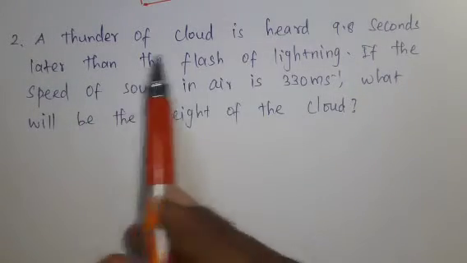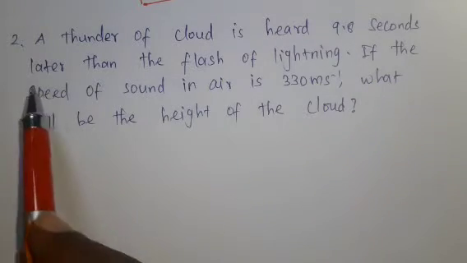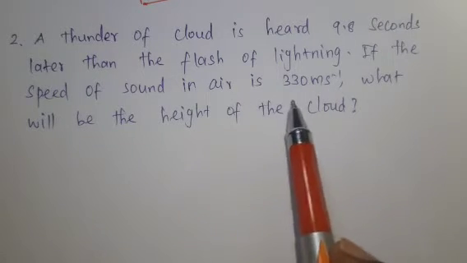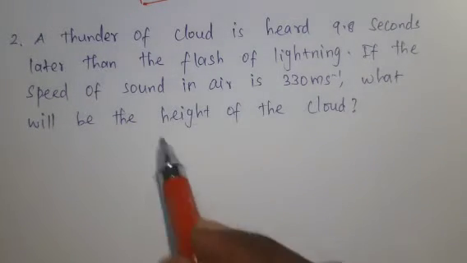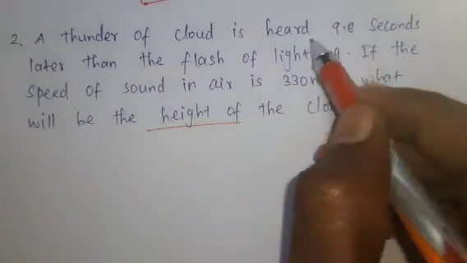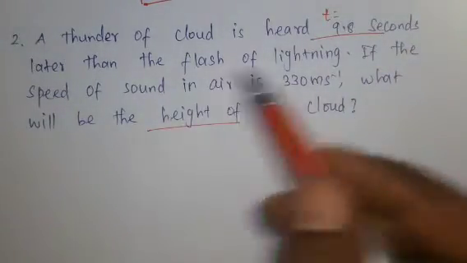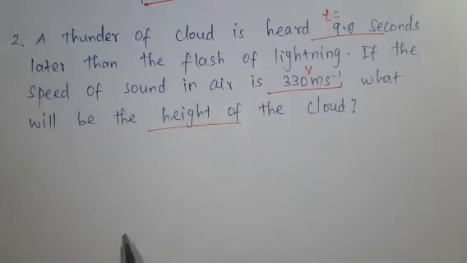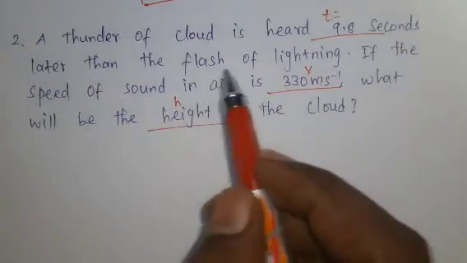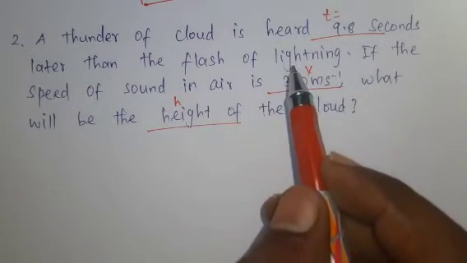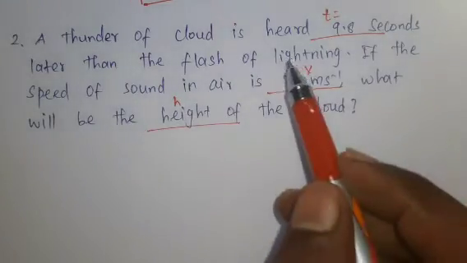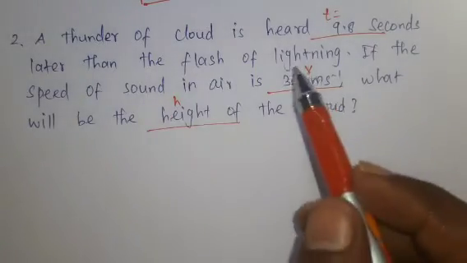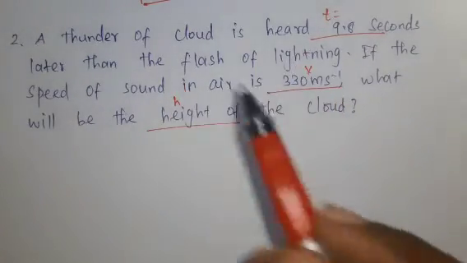Second problem: a thunder cloud is heard 9.8 seconds later than the flash of lightning. If the speed of sound in air is 330 m/s, what will be the height of the cloud? So here we are given the time t and one more numerical data, the speed of sound, v. We have to find the height of the cloud. First the lightning is seen, then we hear the thunder, because the speed of light is very much greater than the speed of sound.